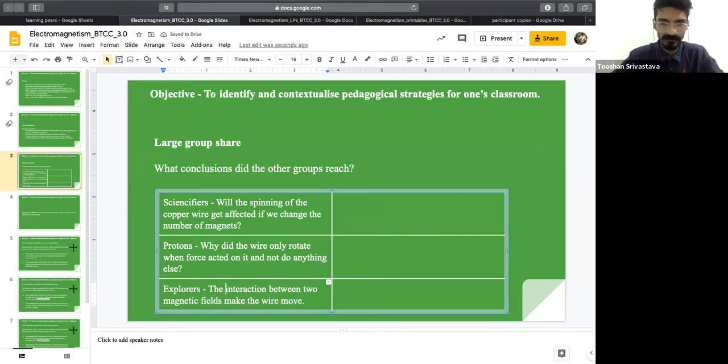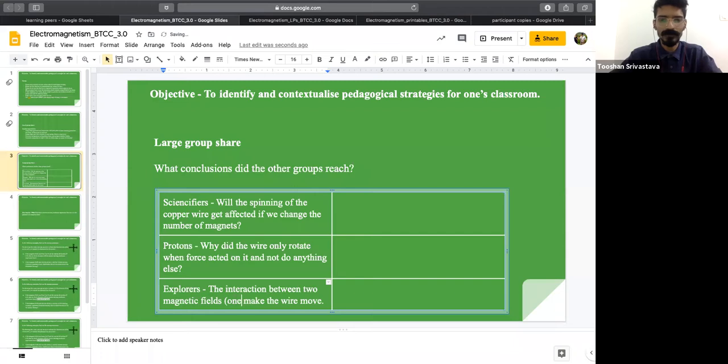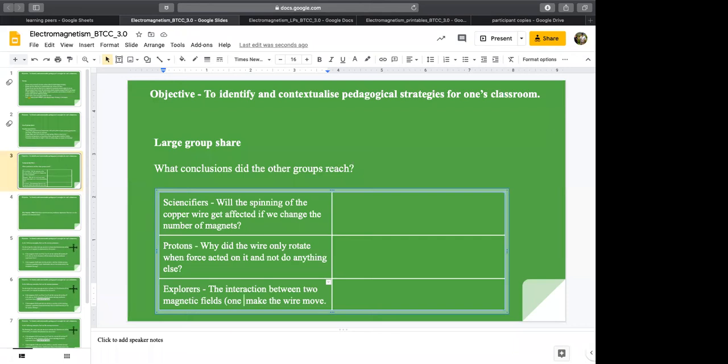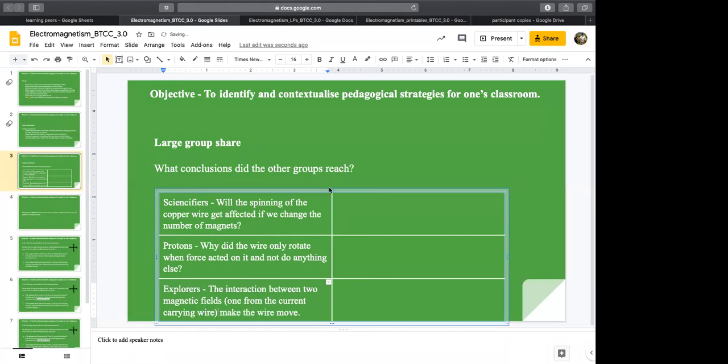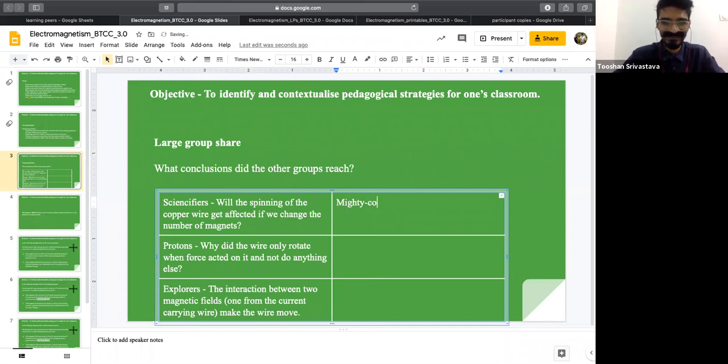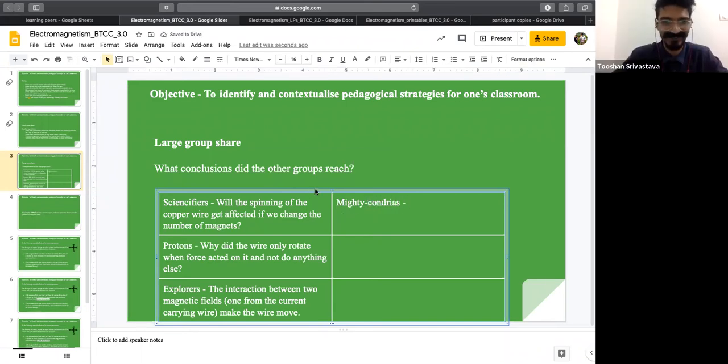Could you please tag another person? I think there's one more group left. I'm actually not sure which group it is. Yeah, sure. Any one person from the remaining group, whoever your spokesperson is for this, could you please unmute yourself and share? Hi, Tushan. This is Saurabh. Yeah, I'd just like to go ahead. The name of our group is the Mighty Chondrias. Okay. Yeah, it was a subtle wordplay from one of our team members. Go ahead, powerhouses. Yes. All right.